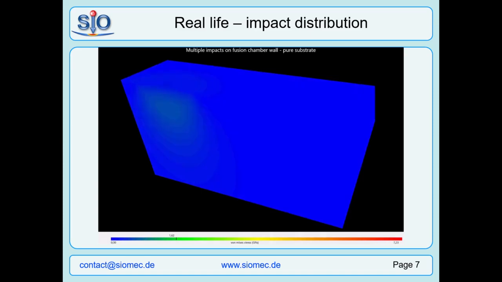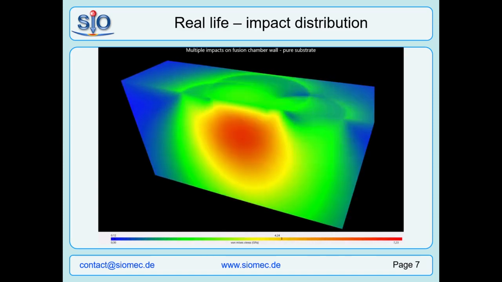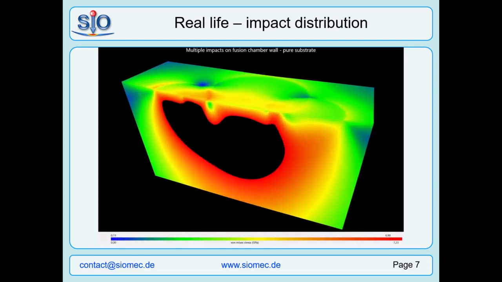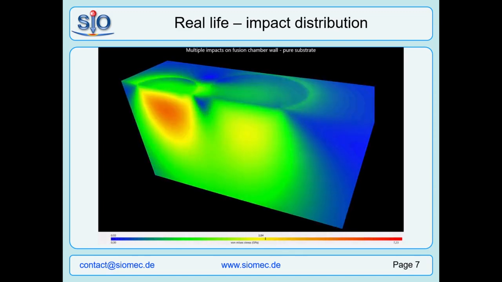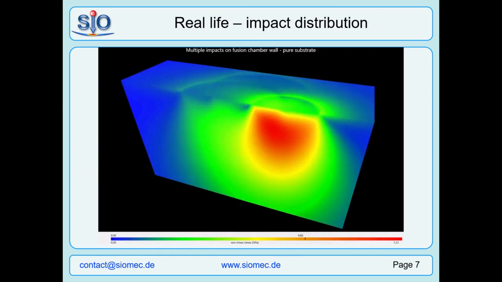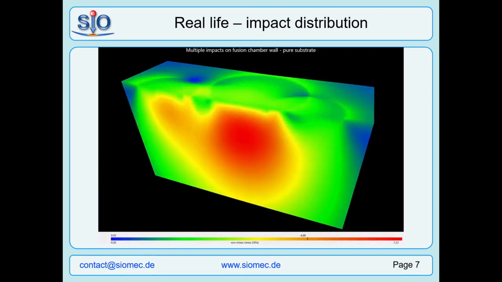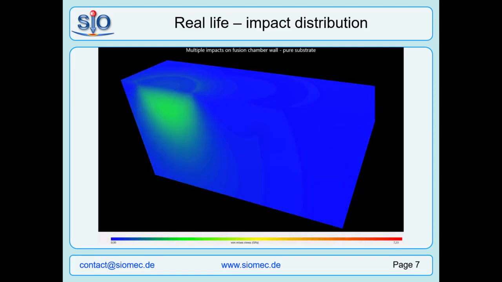The impact counterparts hit the wall's pure substrate from above, and we see that the critical regions lie under the substrate surface and are shown as red areas. The black fields are special colorings in order to visualize the critical areas. Here, plastic flow will occur, and thus the material will be damaged permanently.